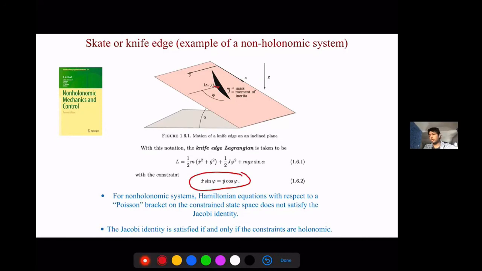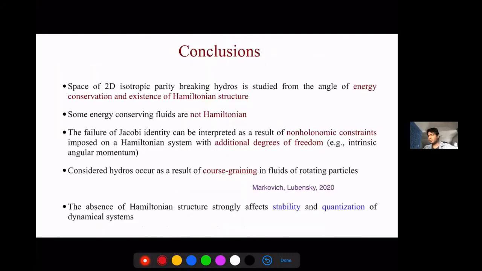For non-holonomic systems in general, the equations will have an almost Poisson bracket, which satisfies the anti-symmetry property and the Leibniz rule, but does not satisfy the Jacobi identity. In fact, there is a proof that the only cases where the Jacobi identity can be satisfied are those where your constraint is holonomic. These are my conclusions, and I will stop here and take questions.